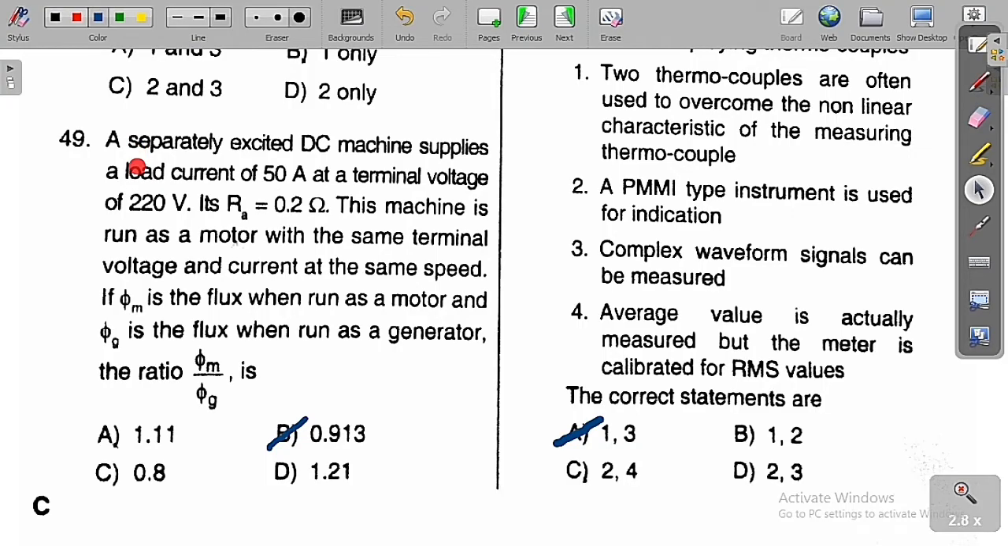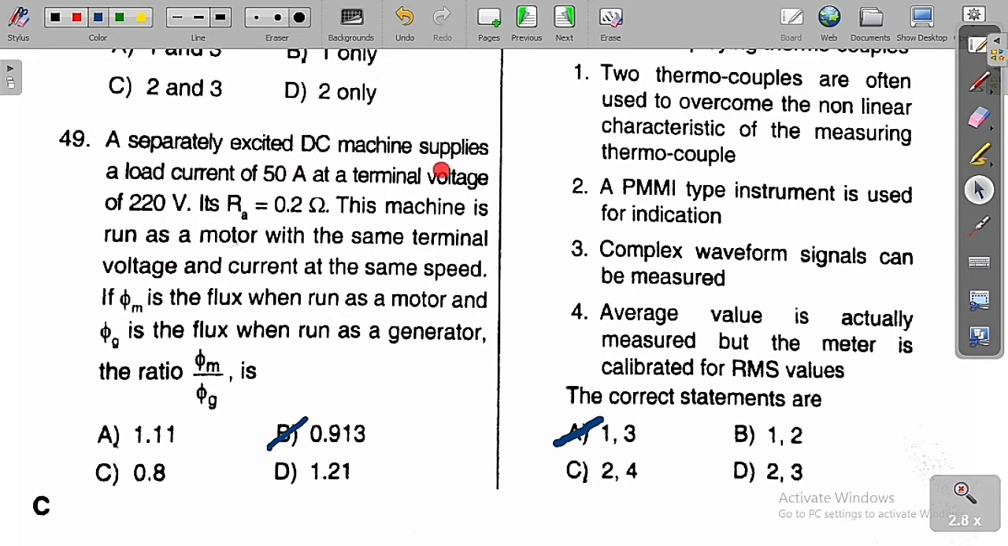So now the next question is, a separately excited DC machine supplies a load current of 50 ampere at a terminal voltage of 220 volt. Its Ra is equal to 0.2 ohm. This machine is running as a motor with the same terminal voltage and current at the same speed. If Φm is the flux when run as motor and Φg is the flux when run as generator, then what is the ratio of the Φm by Φg?